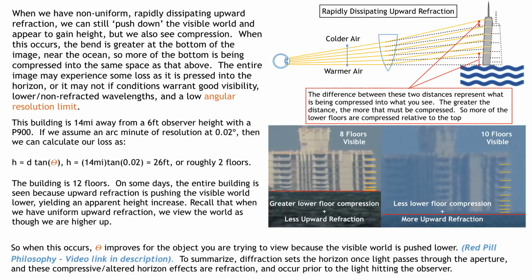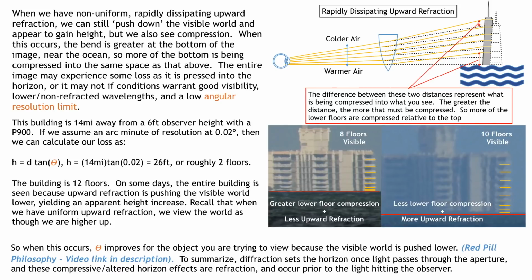You have essentially 8 floors visible, and I've outlined them in yellow, within the greater lower floor compression example plus less upward refraction, because the horizon line is higher in these examples, as we'll show later. And then when you have 10 floors visible, you have less lower floor compression until you get much lower down. But there's more upward refraction. So in other words, you've gained a little bit of an apparent height by bringing the visible world a little bit lower.